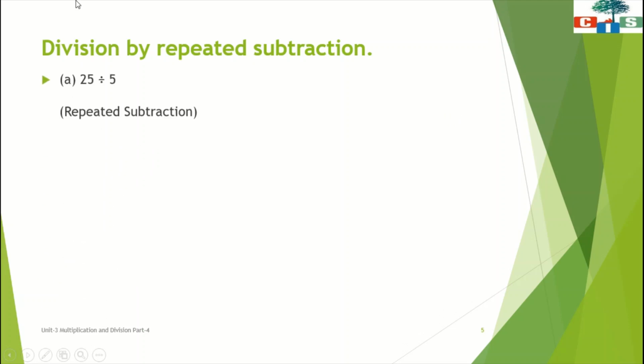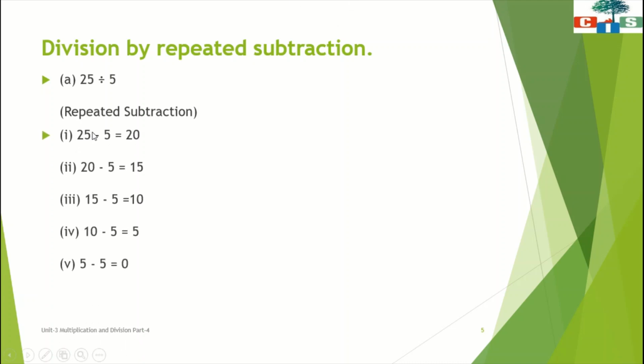For example, 25 divided by 5. Suppose I have 25 balloons and I have to form groups of 5 balloons each. In one group, how many balloons? 5 balloons. So how many groups can we form? We will see this by repeated subtraction. So how do we do that? First of all we will subtract 25 minus 5. So 25 minus 5 is equal to 20. 20 minus 5 is equal to 15.